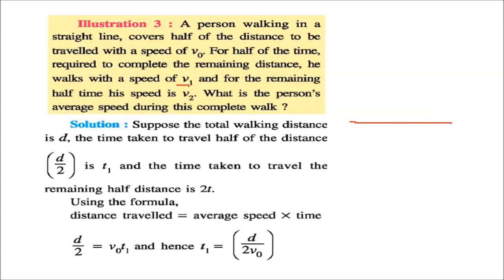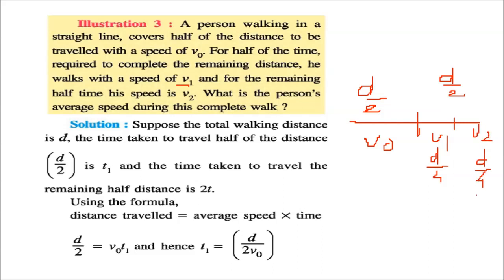A person walking in a straight line covers half the distance, so d by 2, with v0. And again we have a distance of d by 2 in the second half, but in the second half, for the half of the time, it means again d by 4, right? It travels with v1 and here it travels with v2, again the distance d by 4. So you have to compute the average speed.